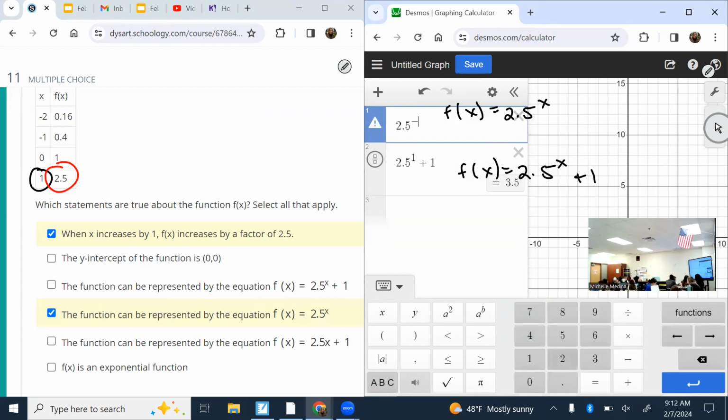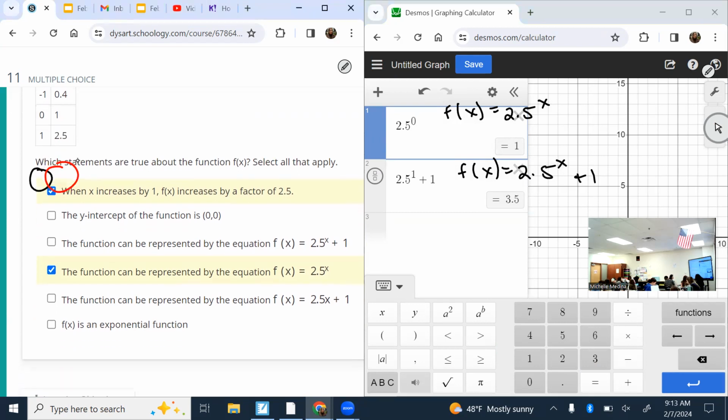When I plug in a -2, I get 0.16. When I plug in a -1, I get 0.4. When I plug in the 0, I get 1. Okay, so that's how you can tell the difference between the equations. Plug them in, see which one gives you the right answer. It can only be one of the equations. Do not pick both.